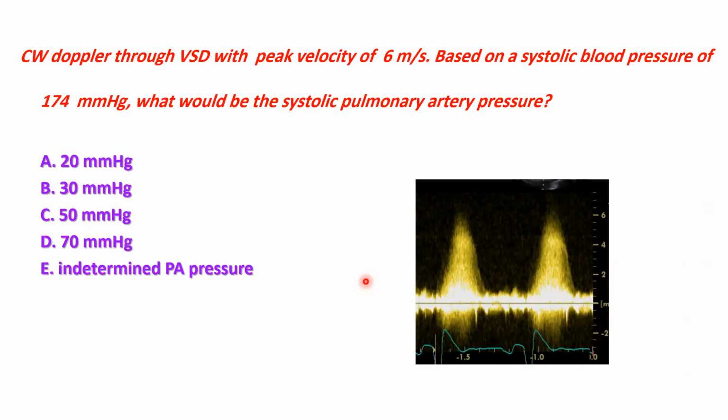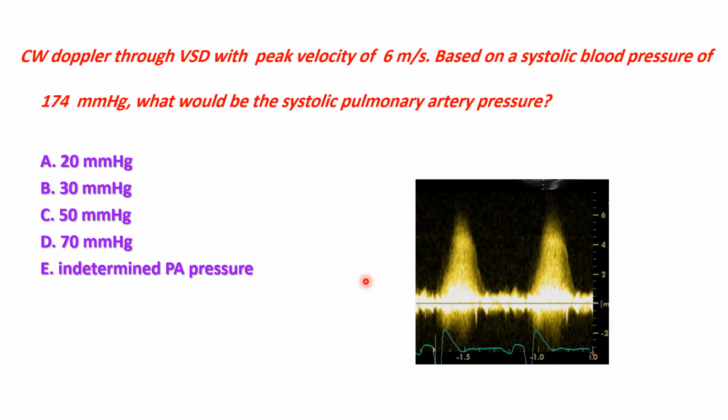Here is continuous wave Doppler from the VSD with a peak velocity of 6 meters per second, and the blood pressure of this patient is 174. Why does the blood flow come across the VSD? When the left ventricular systolic pressure is higher than the right ventricular pressure, the blood will come from the left side to the right side. As we said previously, if we have no aortic stenosis, the left ventricular systolic pressure is equal to the aortic pressure. So the systolic pressure here is 174, and the left-sided systolic pressure is 174.